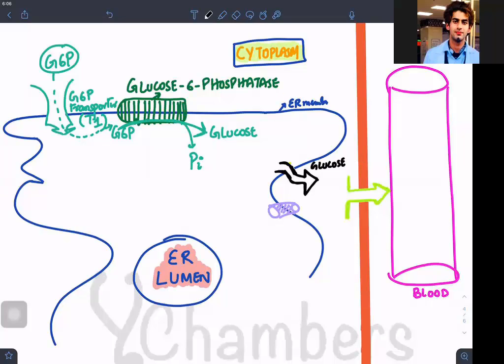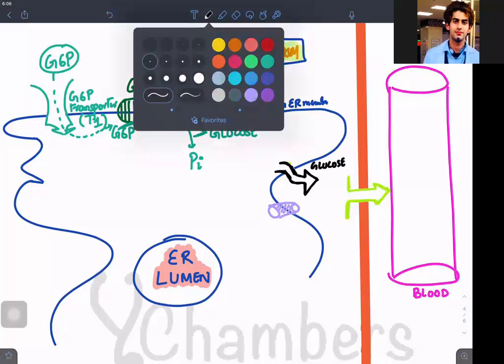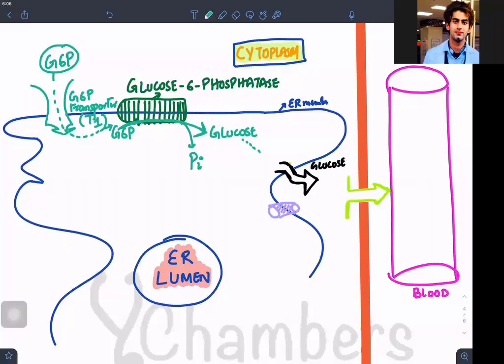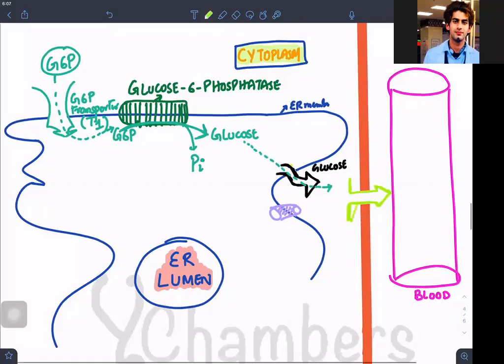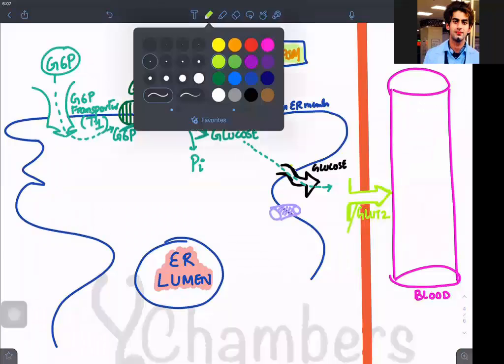So this has a transporter. My glucose will come through this and is finally coming out from this. And I hope you remember I had taught you that we have GLUT2. So this is GLUT2. Through this GLUT2, it will come out in the blood circulation.